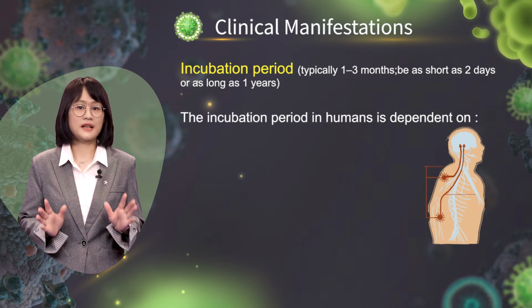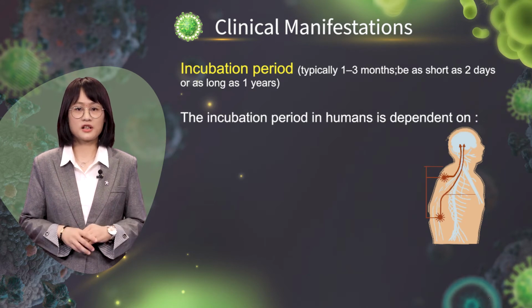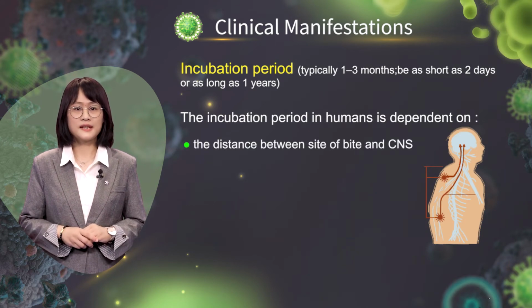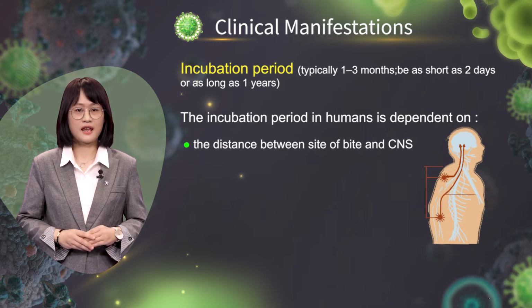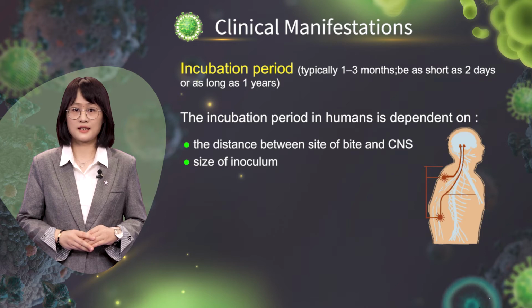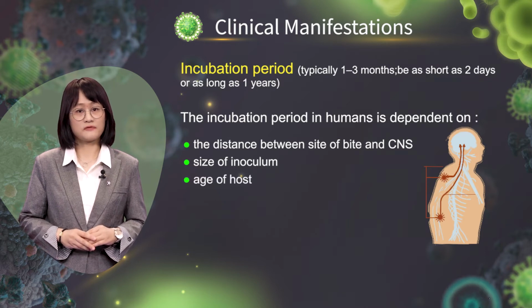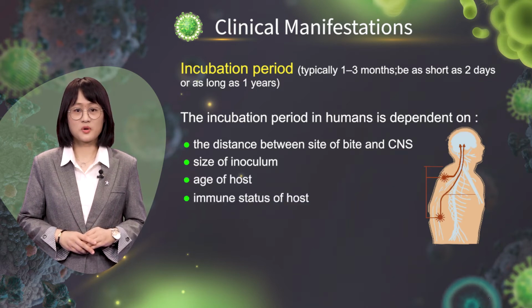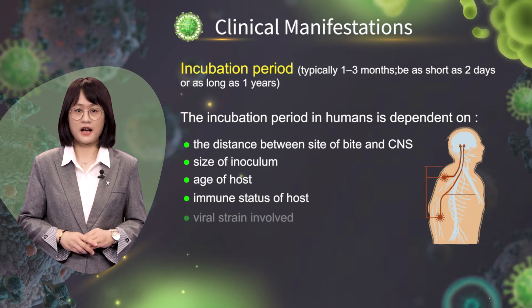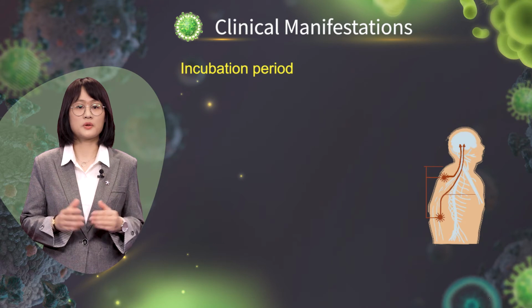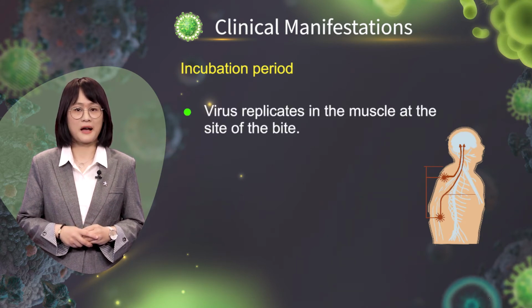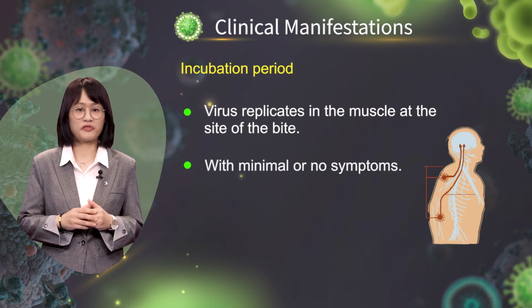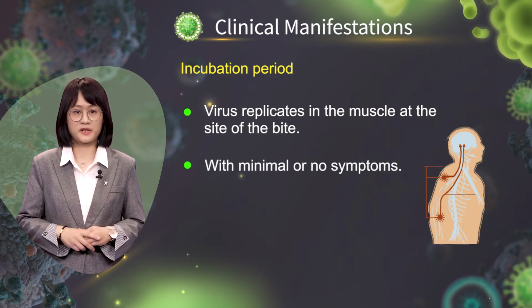The length of the incubation phase is determined by 1. The distance between the site of the bite and the central nervous system. 2. Size of the inoculum. 3. Age of the host. 4. Immune status of the host. 5. Viral strain involved. In this incubation period, the virus replicates in the muscle at the site of the bite. The patient has few or no symptoms.